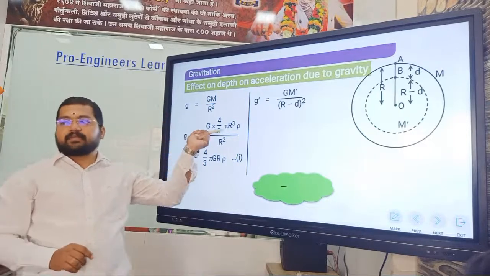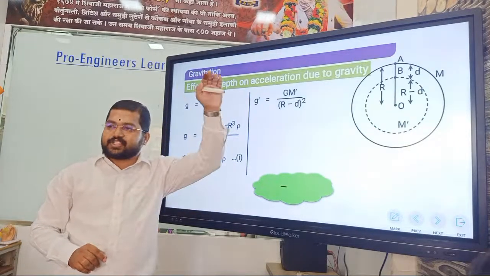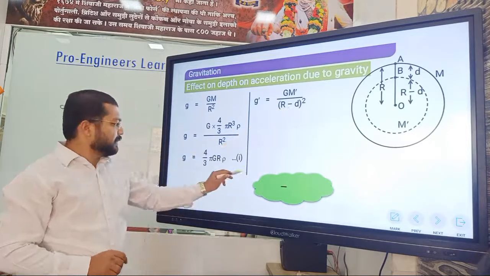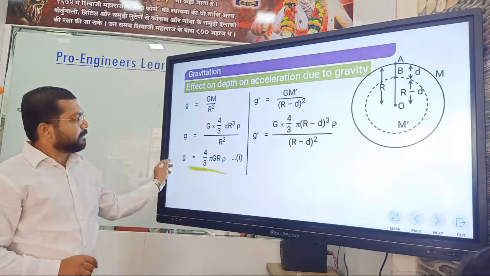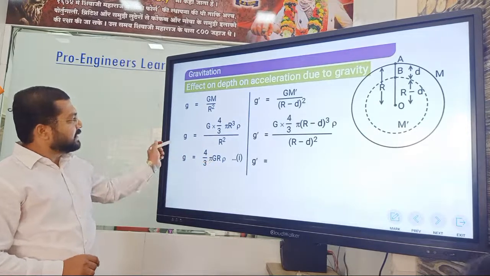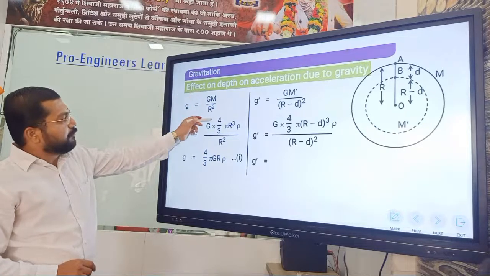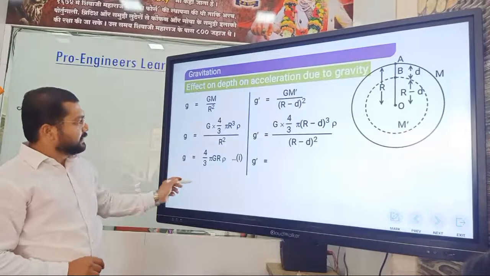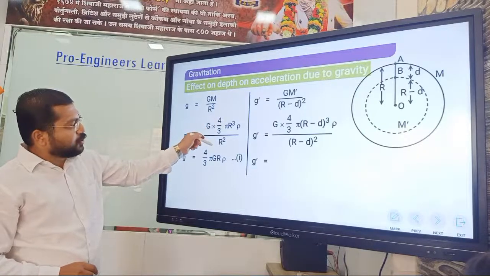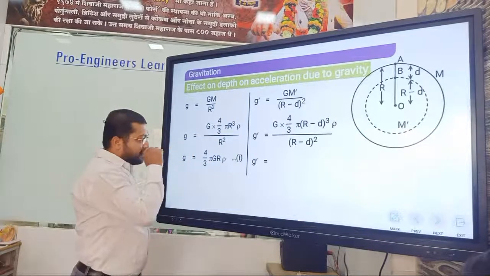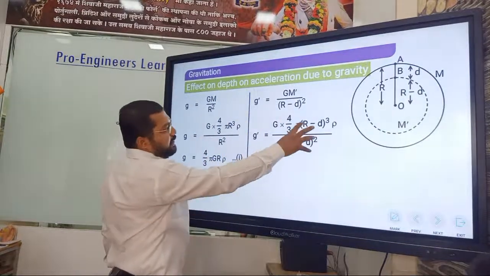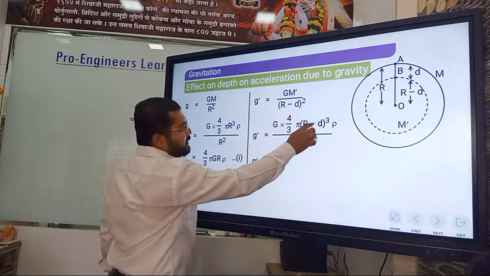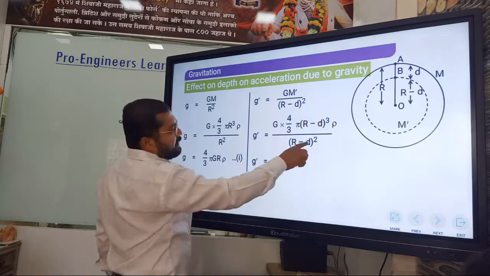Prior to this, what we have written? R plus H, the bracket square. Here R minus D bracket square. So taking the value of M as 4 by 3 pi R cube rho, calculating this, R cube and R square will get cancelled. Only a single R will remain. And now we will put those values over here. So G dash became 4 by 3 pi G, R minus D the whole cube, upon R minus D the square.